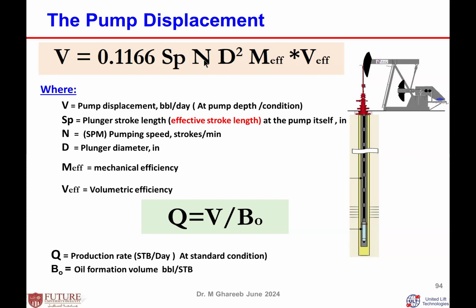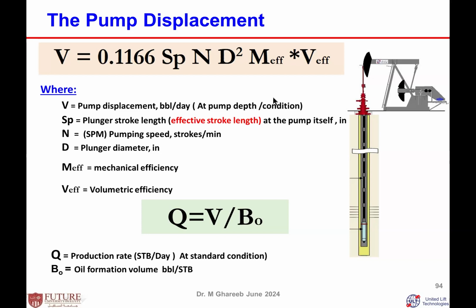If the strokes per minute is 5, the diameter is, for example, 2 inches, 2 squared, plus the efficiency. I have two types of efficiency here for the pump: mechanical efficiency and volumetric efficiency. The pump is mechanical, with valves, plunger, and so on. For sure each mechanical system has a certain efficiency because of some slippage. Then you have to consider the efficiency of the pump, plus the volumetric: how much gas goes to the pump, how much shrinkage of gas going to the pump.